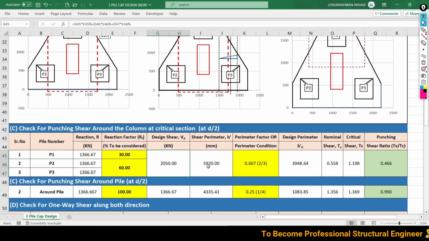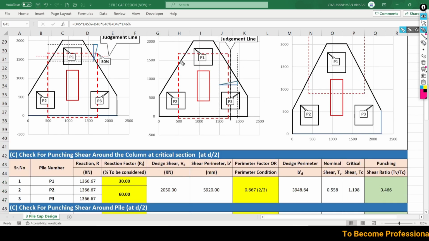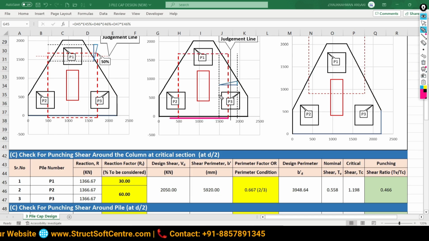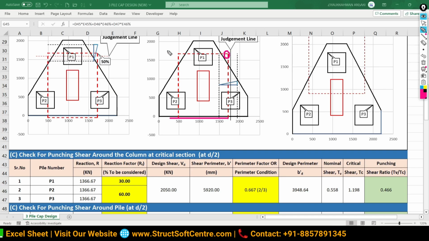Now the shear perimeter, the total length of this punching shear line, is actually 5920. If you look, this line is coming outside of the pile cap. This portion is coming outside of the pile cap.